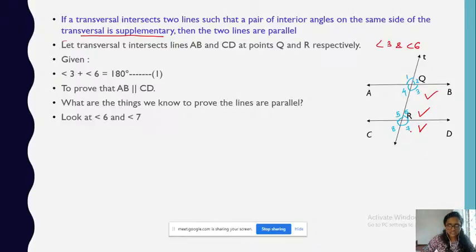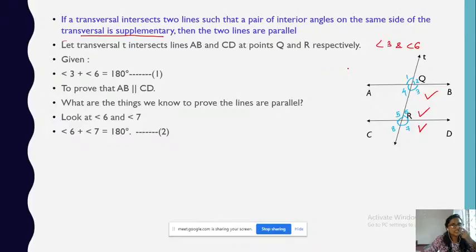Okay. So let's look at angle 6 and angle 7. Tell me what kind of angles are they, angle 6 and angle 7? Linear pair of angles. Yeah, they are linear pair of angles. So what about their sum? Their sum is equal to 180 degrees. So I am writing that angle 6 plus angle 7 equal to 180 degree. Then I have marked this as equation 2.